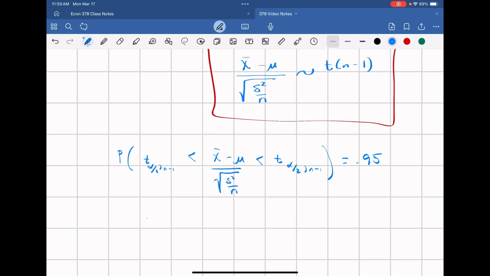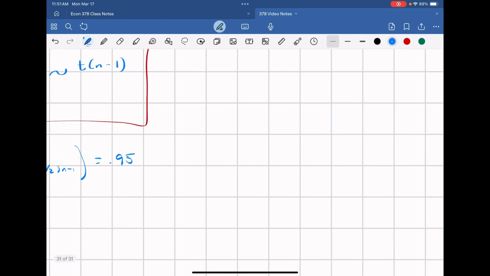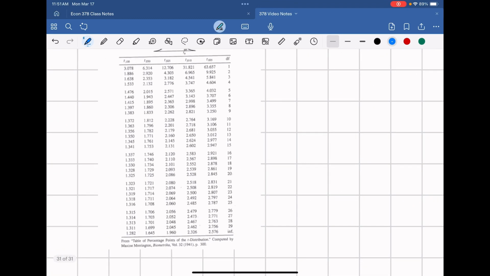So let's go ahead and look up what that critical value is. Because alpha in this case is 0.05, which is 1 minus 0.95, we want to look up alpha over 2, which is equal to 0.025. So this is what we want to find in the t-distribution with 19 degrees of freedom. So let's go to our table. We're looking at 19 degrees of freedom, and then we look at t at 0.025. And so that's where we get 2.093.